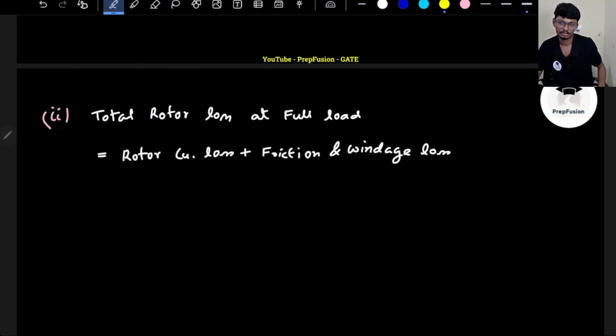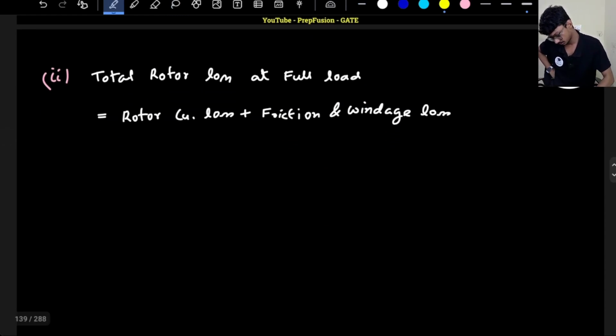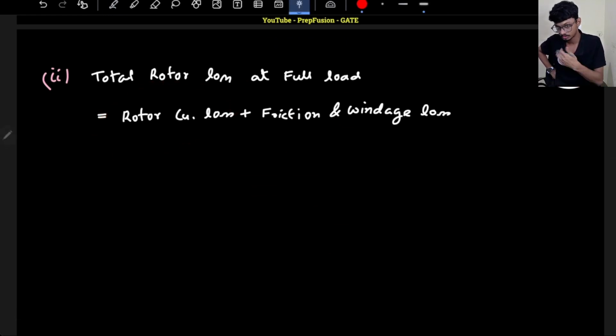Okay, so how do I find out the rotor copper loss? Actually, there is no other way to find out the rotor copper loss without knowing the rotor resistance, but they have not mentioned it, so I will not be able to find it out. Friction and windage loss is constant, that I know. So I can go the other way around.